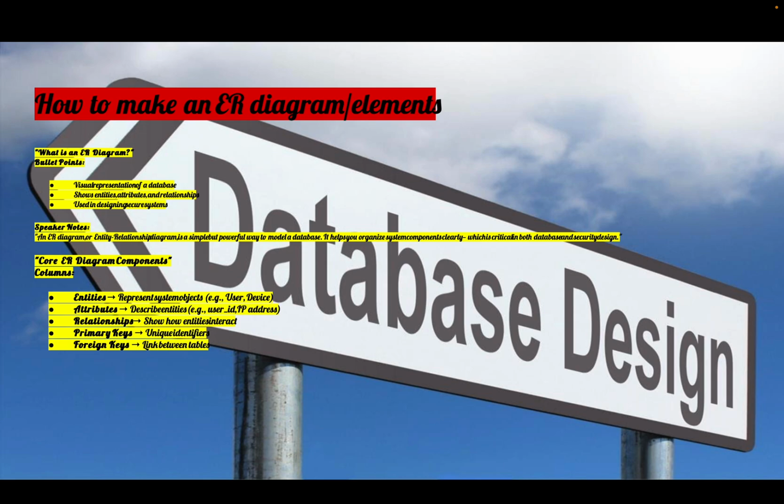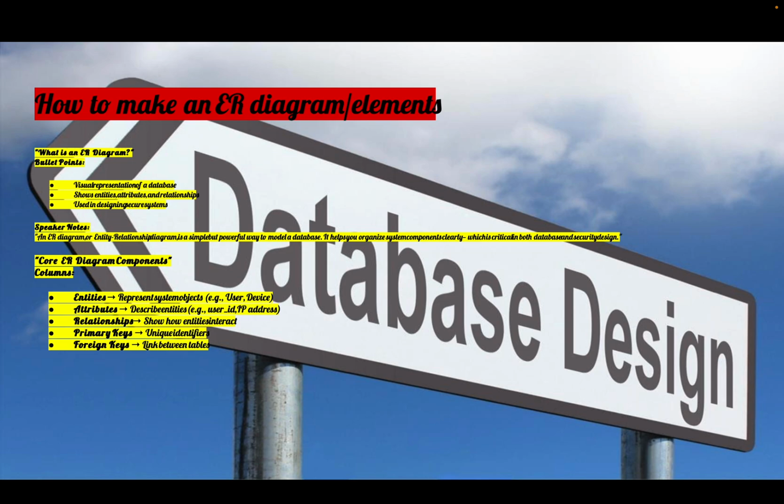The core components of an ER diagram are entities. One of them is entities, and this is for the columns, which basically represent system objects. An example can be a user device. For attributes, the attributes basically describe entities in a sense. IP address is an example.